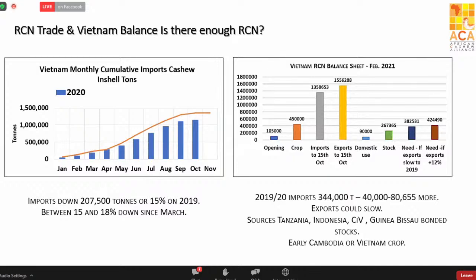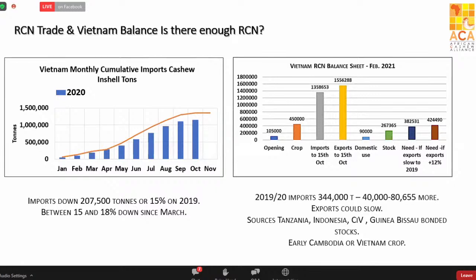If we look at the stock, Vietnam processes about 160,000 tons a month. So you're looking at a stock of somewhere in the region of 7-8 weeks right now. That would be plus any bonded or transit stock not yet recorded in the figures.